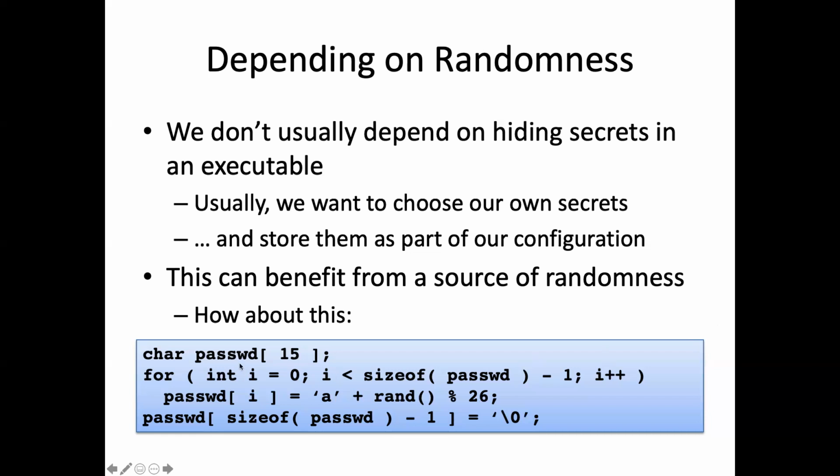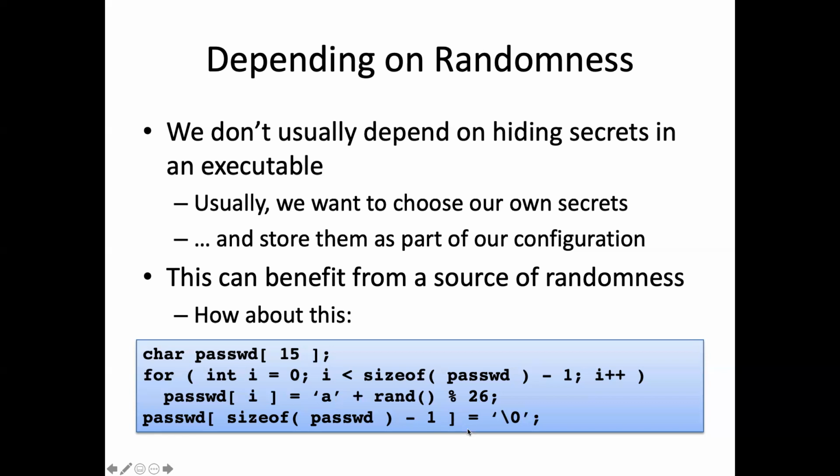I've got room for a 14-character password. I'm going to loop through those 14 characters. For each character, I'm going to pick a random letter. So I'll take 'A' plus rand modded by 26, which should give me a random number between 0 and 25. So that'll give me a random lowercase letter. I stick 14 of those in the password, and then I put a null terminator at the end.